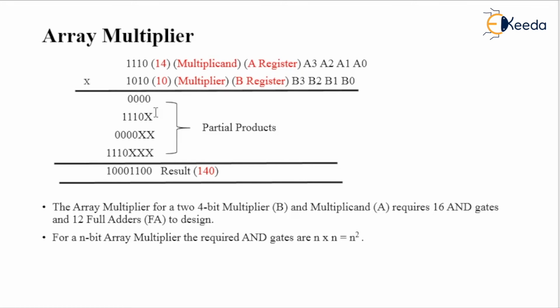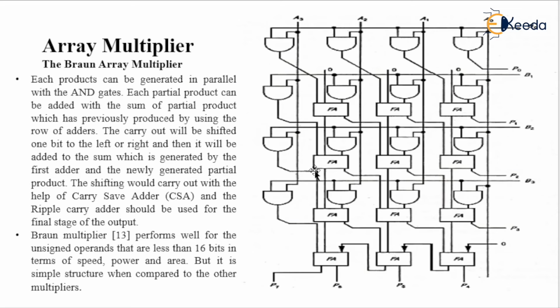So 4 products are completed here. Next 4 products, so total 8 products completed. Next 4 products, 12 products completed. Next 4 products, 16 products completed, and these 16 product terms are represented with these 16 AND gates. Here A naught B naught happens, A1 B naught happens here, A2 B naught here, A3 B naught here.